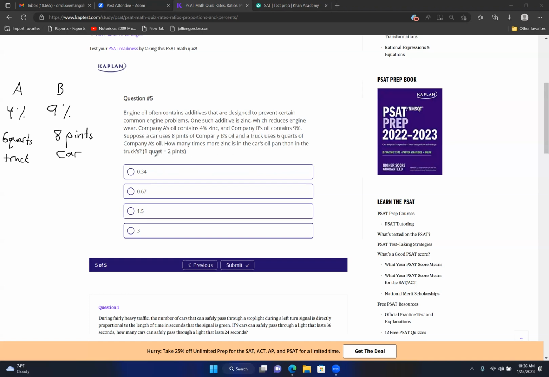Well, we know that we have to convert quarts to pints, to the same units. Yeah, okay, so let's convert. So you want to convert the quarts to pints or the pints to quarts? How many pints is 6 quarts? 12. 6 quarts would be 12 pints. Yep, 12 pints. All right, now what? How many more times zinc is in the car's oil than in the truck's?